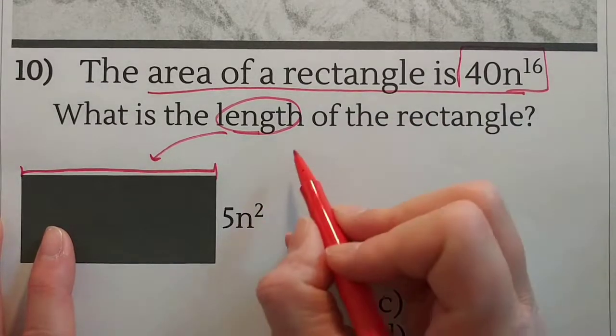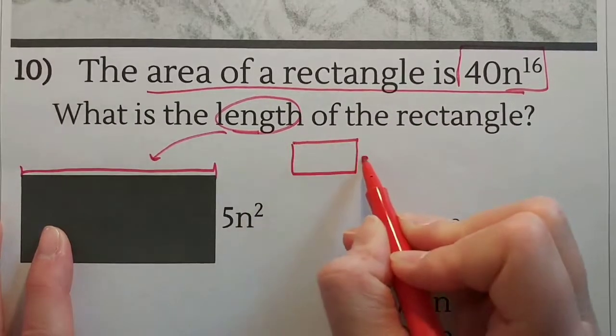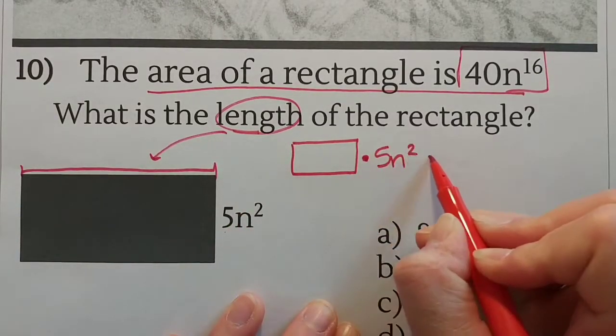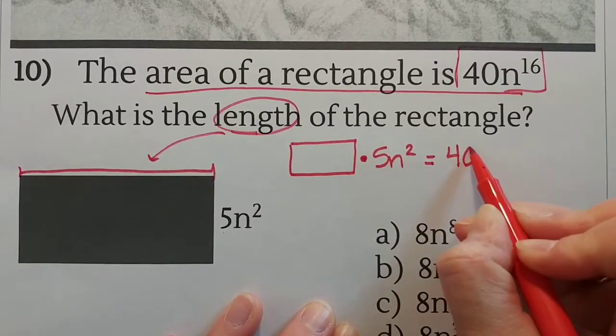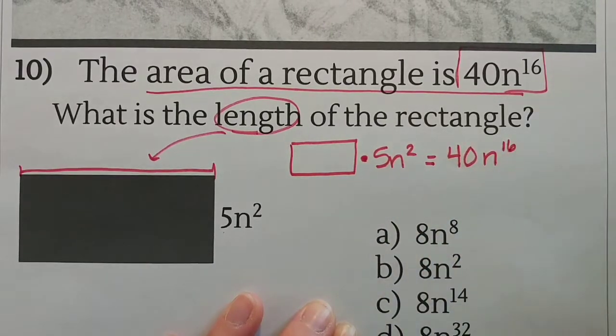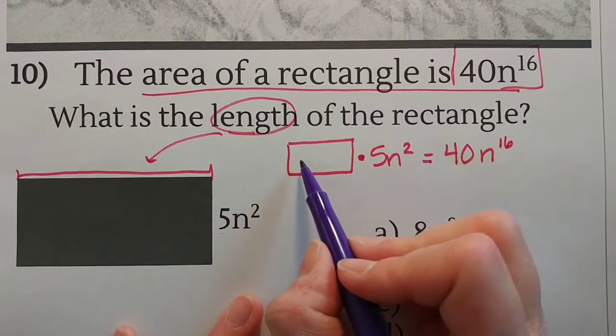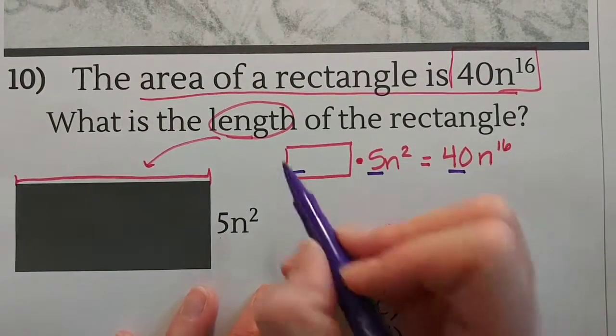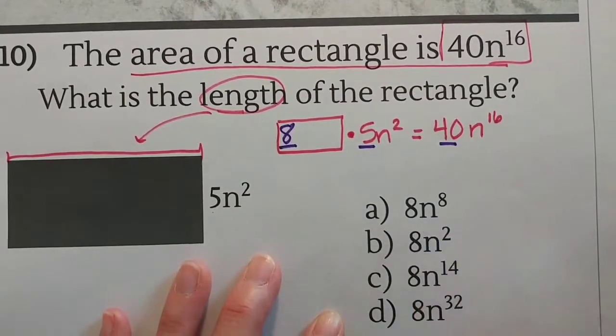So length times the width, which is this 5n to the second, equals the area. All right, well, let's look at the numbers. What number times 5 will give us 40? Well, it'd be 8.